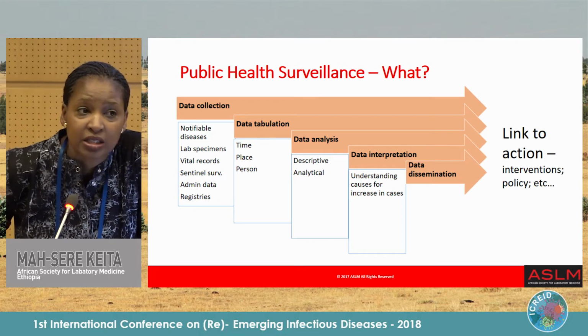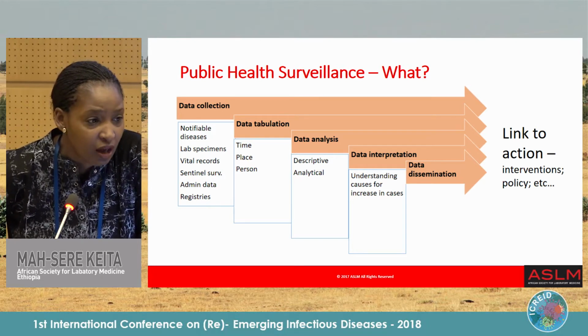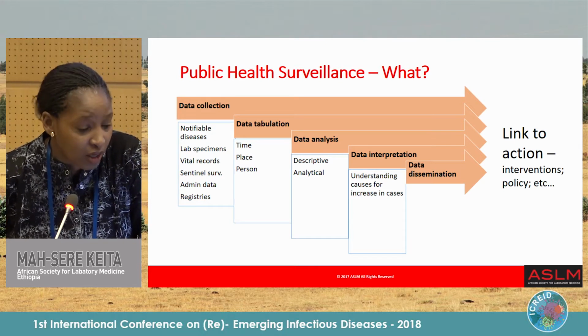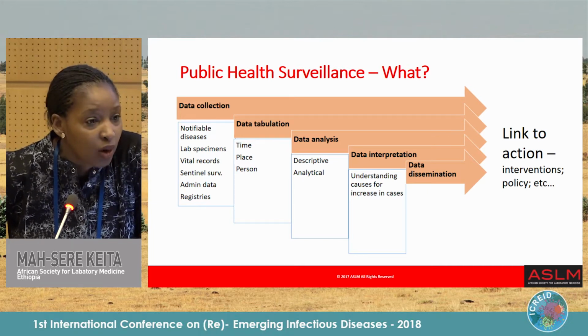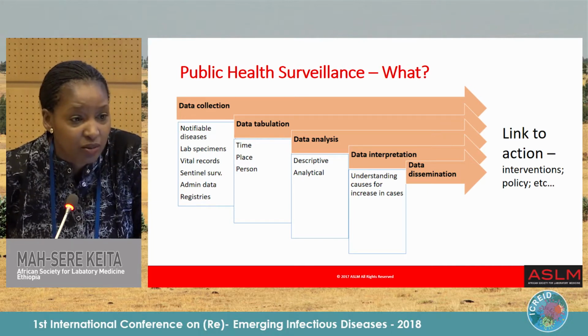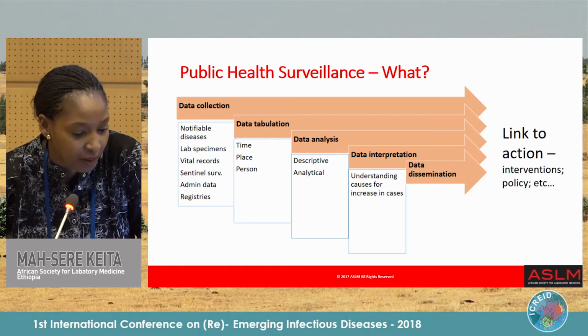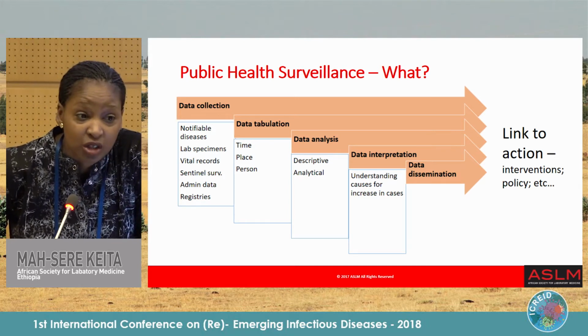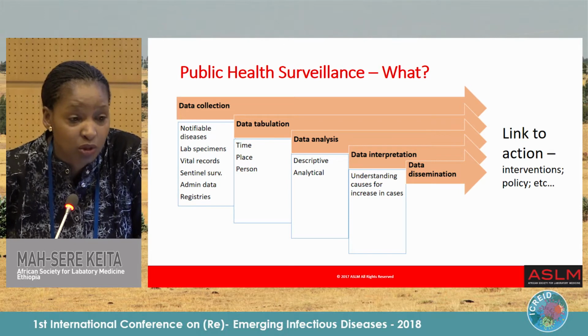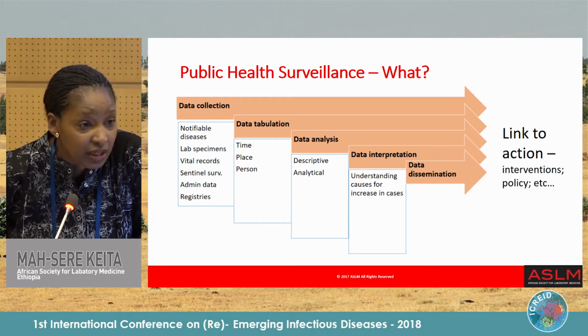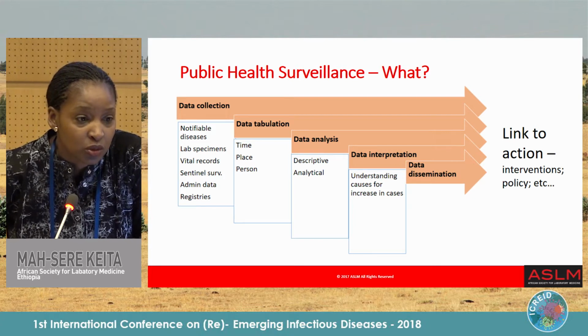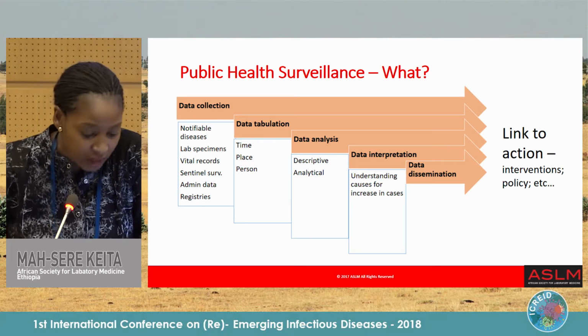Then you have the data analysis components, and usually it's descriptive data, but then also you have analytical data processes. And you have the data interpretation, which is understanding what were the main causes of increase in cases. Sometimes it's just because you have more active surveillance happening. Sometimes it's really because there is an outbreak happening. Then you have the data dissemination, which is the process of deciding to whom you inform so that there's a reaction. And all of this is linked to action, to develop interventions and policy in order to prevent and contain outbreaks in general.